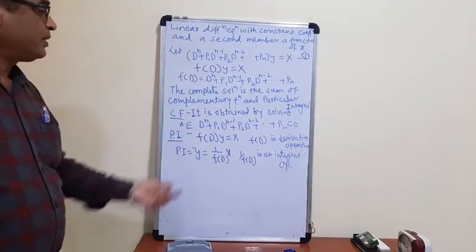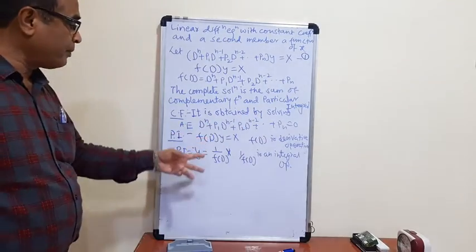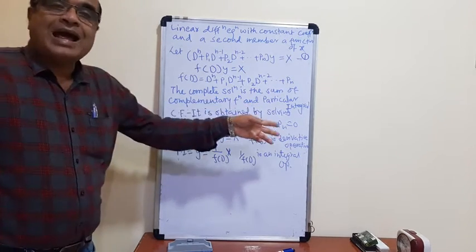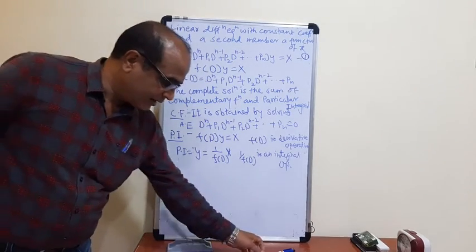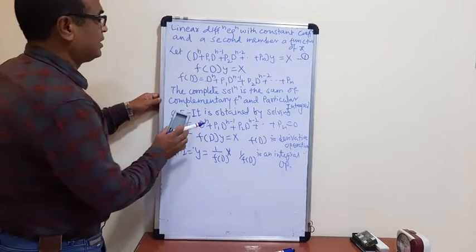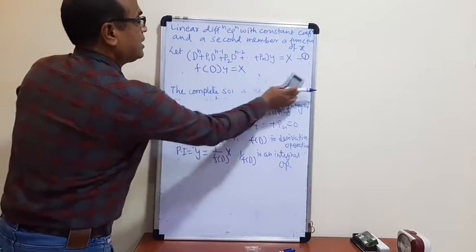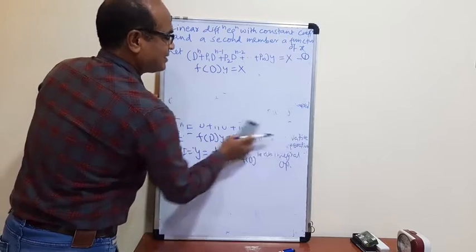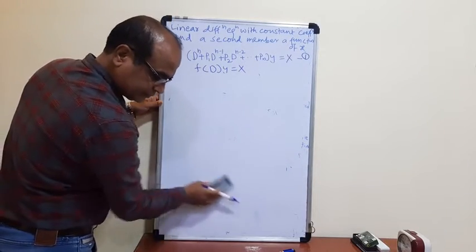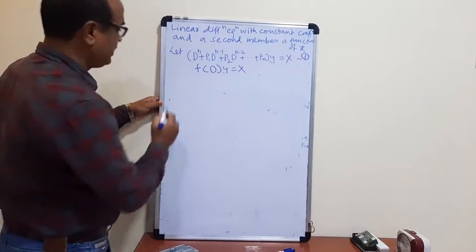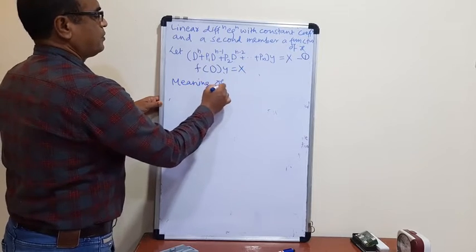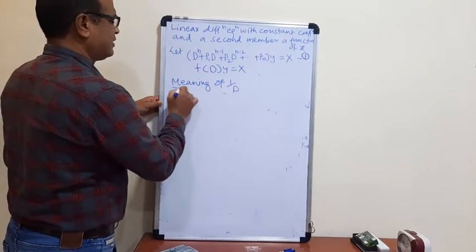So y is equal to 1 upon f of D X. So f of D is called the derivative operator, and 1 upon f of D operator on X is an integral operator. So what is the meaning of 1 upon D? Just the meaning of 1 upon D. So what is the 1 upon D?